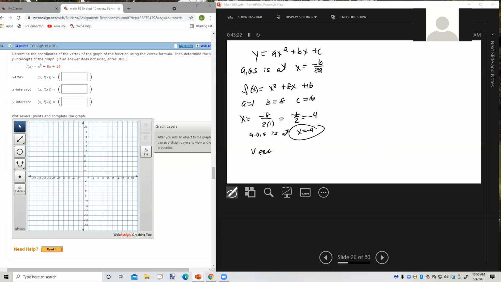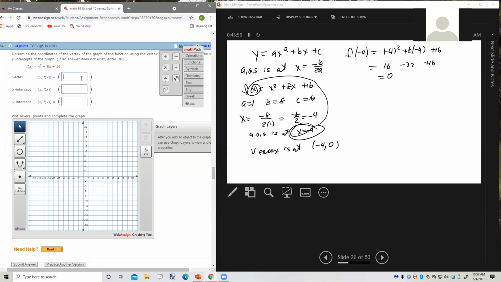So the vertex is at negative 4 comma f of negative 4, the corresponding y value. So we're going to put that in here. f of negative 4 is negative 4 the quantity squared plus 8 times negative 4 plus 16, which is 16 minus 32 plus 16, which is 0. So the vertex is at negative 4, 0. Okay. So negative 4 comma 0.